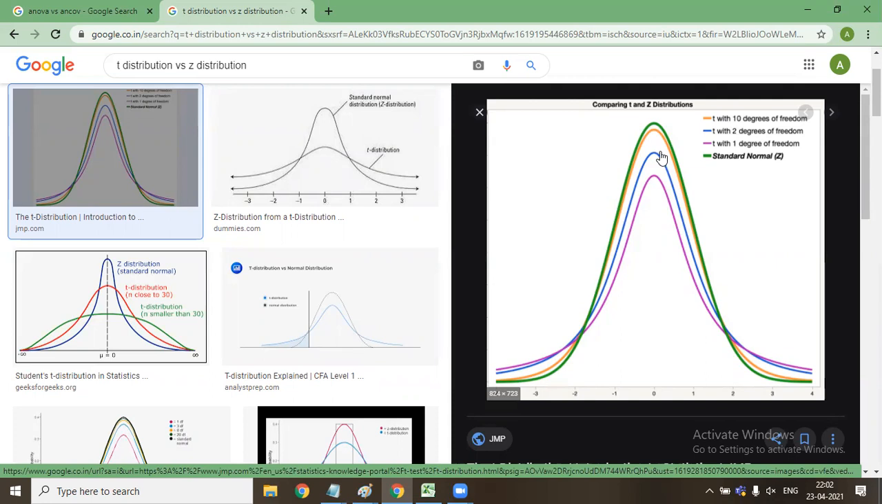Sir, it means the central limit theorem follows in this case, right? Yeah, you're right.